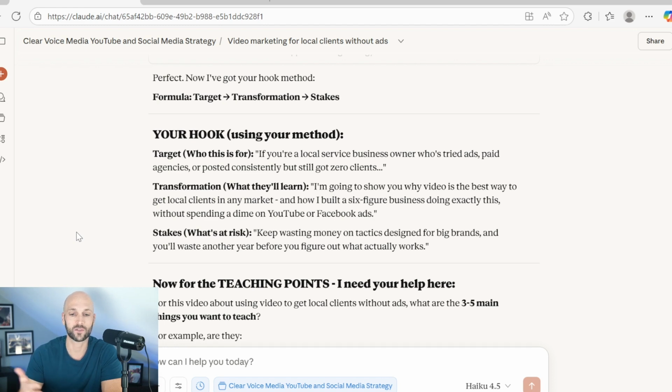And here are the stakes. This is what I love. Keep wasting money on tactics designed for big brands, and you'll waste another year before figuring out what actually works. That hook is actually really good.